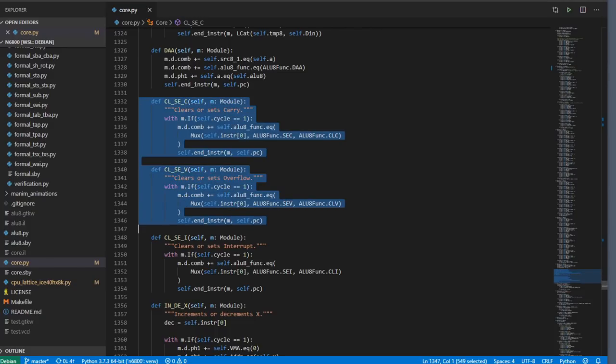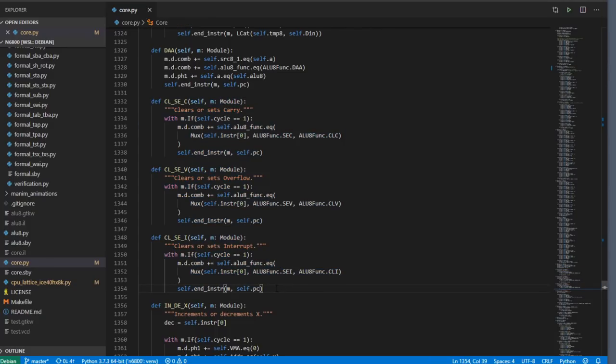So these are some really small functions, and the only real difference between them is the flag that you're actually setting. So again, I think that Yosys is probably smart enough to notice that these are happening on exactly the same cycle. So what I'm going to do is write a function that just combines all of these, and we'll see how many LUTs we can save there, if any.